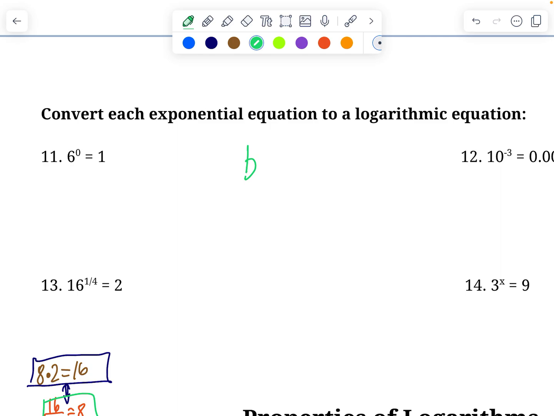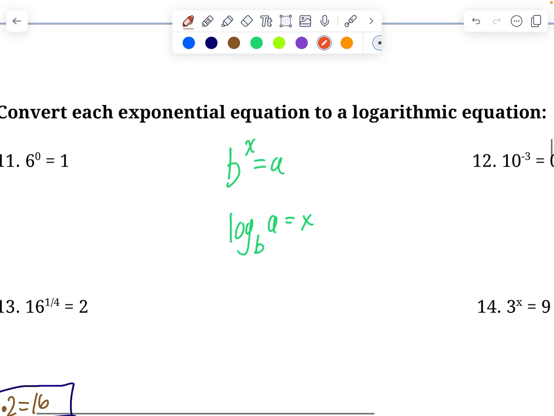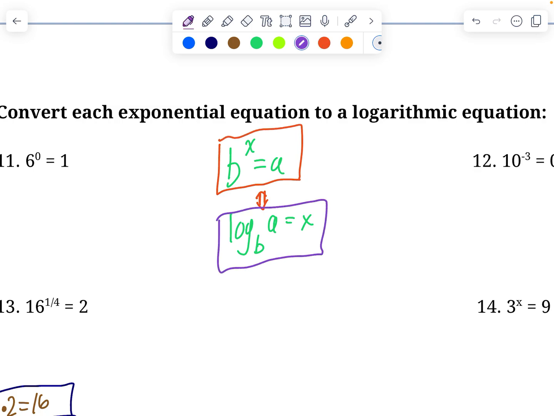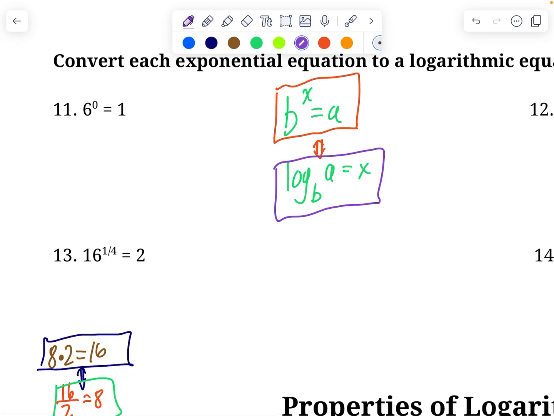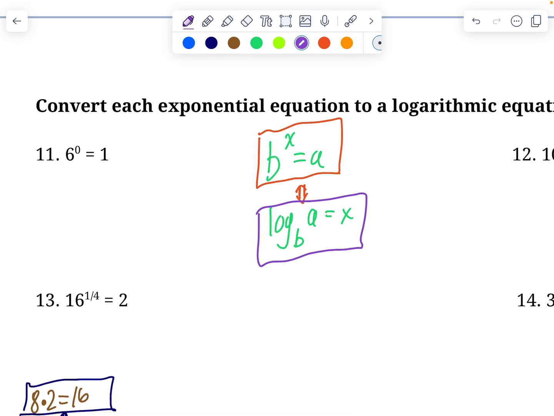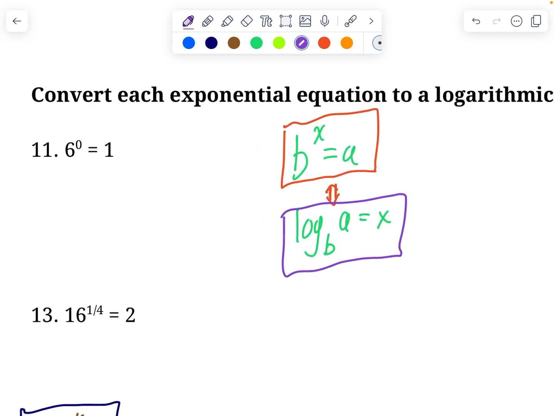If you want to write a fancy rule, some people like this fancy rule. It'd be a good thing to jot down, actually. I'm acting like it's a bad thing. It's a good thing. And this says if you have this exponential statement, it corresponds to this log statement. Just like a multiplication statement corresponds to a division statement, every exponential statement corresponds to a log statement. You can flip back and forth between the two. We're not really solving a problem, we're just showing that you can do that.